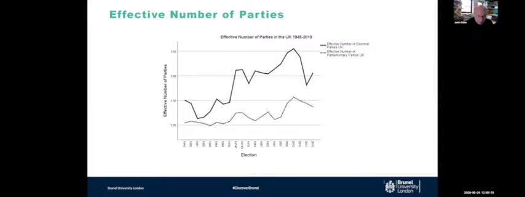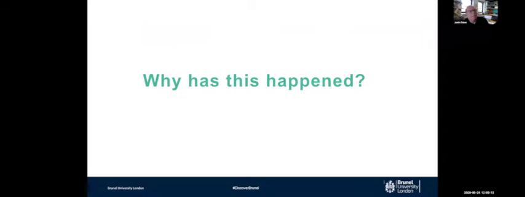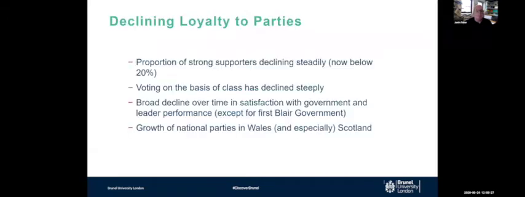Okay, so that gives you some background. It tells us that there has been change. We've become a bit more multi-party, and it depends which one you measure to tell you how much more multi-party. But why has this happened? Well, we can look at a number of reasons. The first important reason is that there has been a declining loyalty to parties. And we're going to look at some evidence that shows how we might capture that. And I think we can point to 4 broad trends.